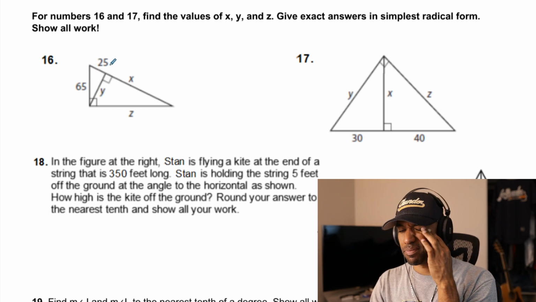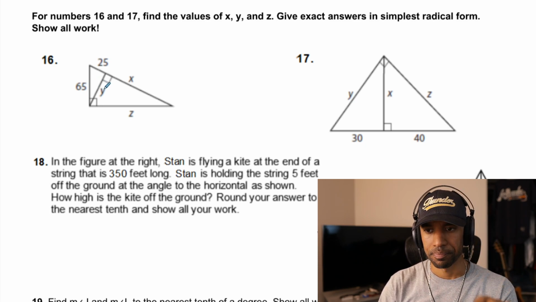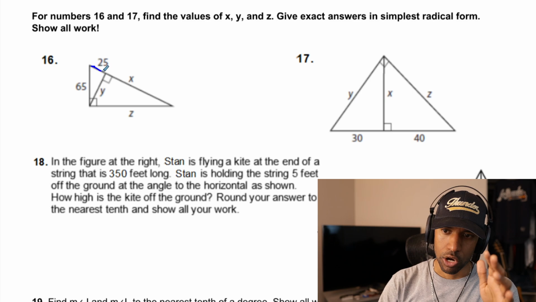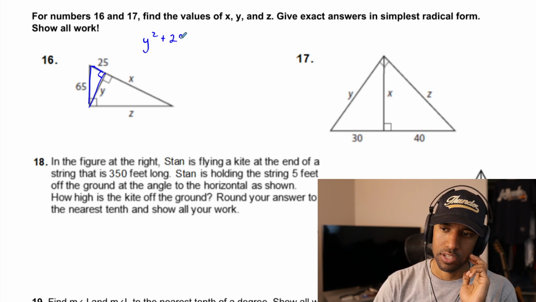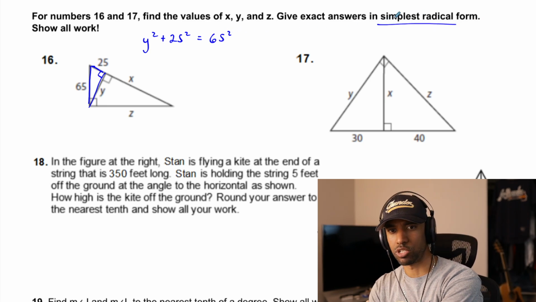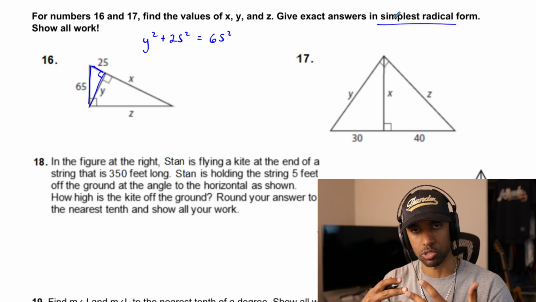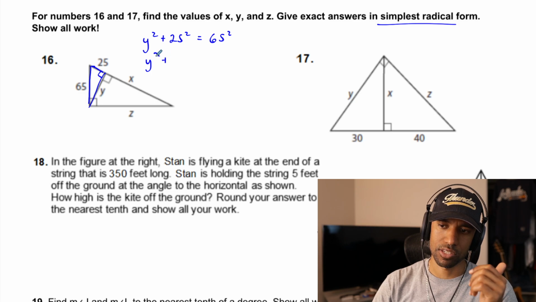All right, let's start with y, because I can use the Pythagorean Theorem to find y by knowing this is a right triangle right here, and I'm given a leg and the hypotenuse. So I know that y squared plus 25 squared equals 65 squared. Notice they say simplest radical form, by the way. There's a possibility we have to simplify some radicals. That's y squared plus 25 squared is 625.